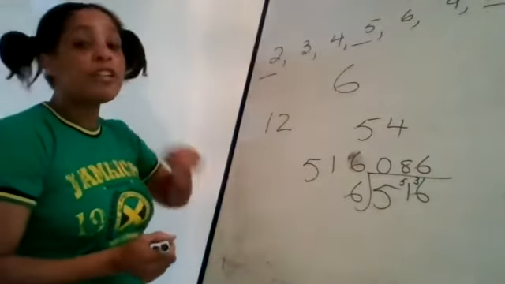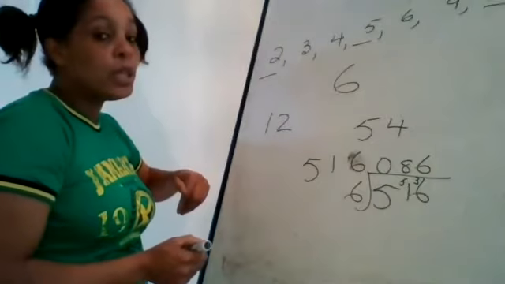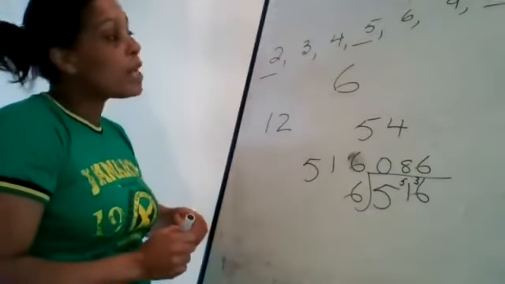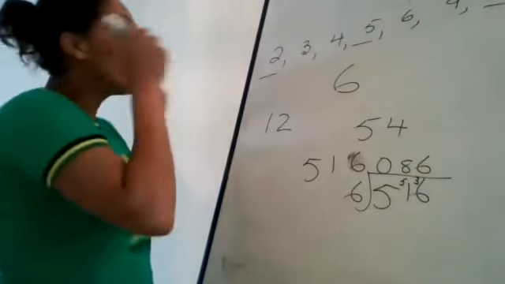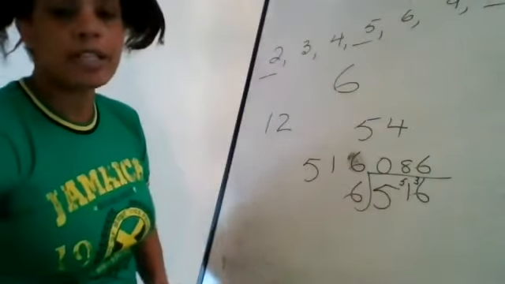So to find out if a number can be divided by 6, we look, can it be divided by 2? Does it end with 0, 2, 4, 6, or 8? Can it be divided by 3? Does the digits add together give a number that is in the 3 times table? If your answer to those two is yes, then it can be divided by 6.